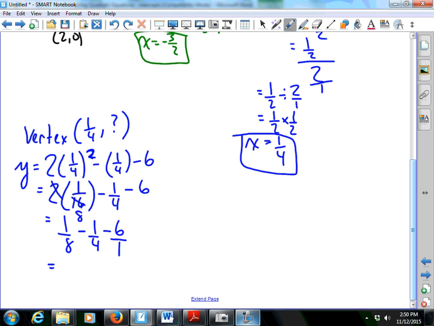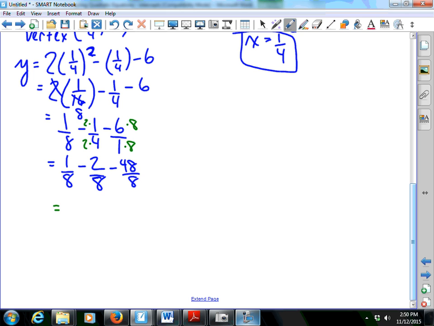The lowest common denominator between the 3 of them is 8. So that's 1 over 8 minus 2 over 8, and then minus 48 over 8. If the LCD is 8, I need to multiply the second fraction by 2, so 2 times 1 gives me 2, and multiply negative 6 by 8, which is negative 48. So the y-coordinate of the vertex is negative 49 over 8. Therefore, the vertex is at 1/4, negative 49 over 8.